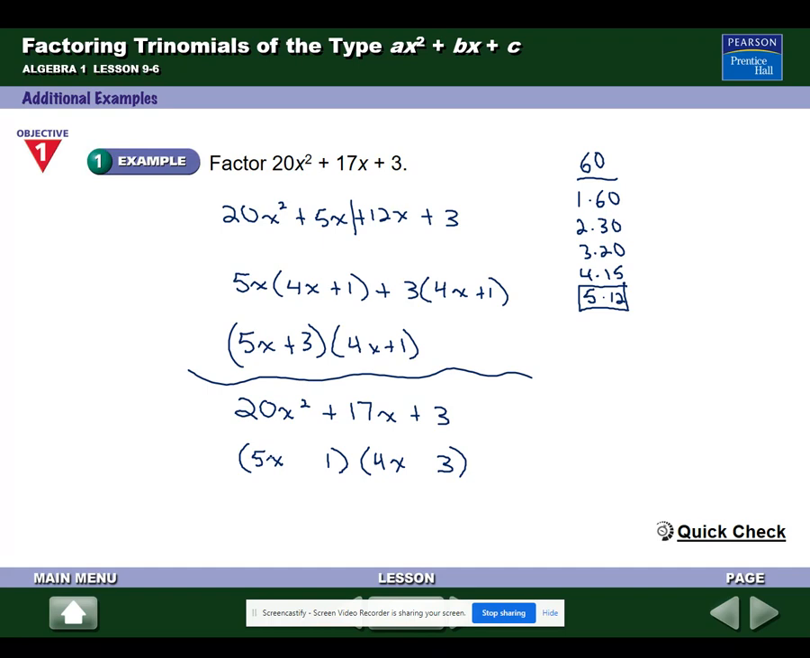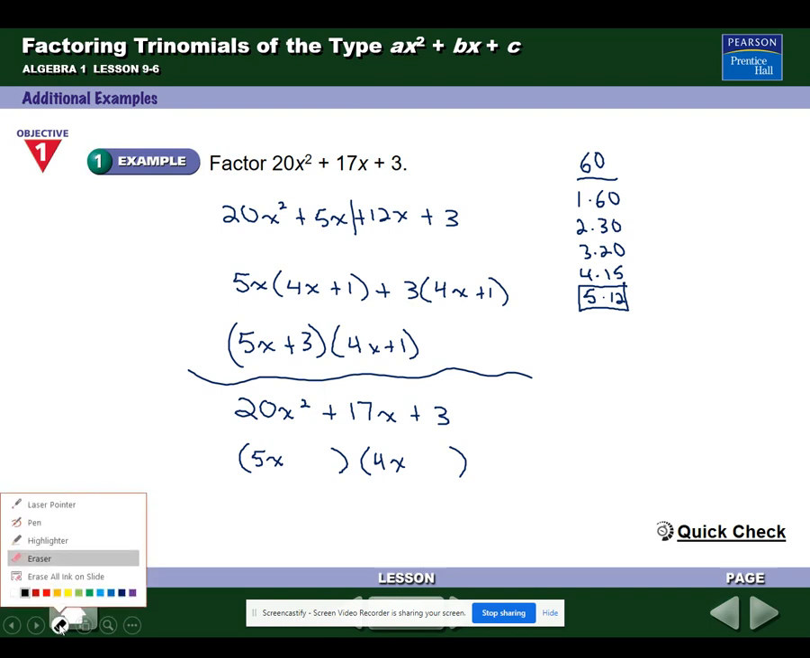at, and what I want to look at more than anything is the O and the I in FOIL. I know 5x times 4x is going to give me 20x squared. I know 1 times 3 is going to give me 3. But I want to look at 15x here and then 4x here and see if there's any combination of that that's going to give me 17x. In particular, I want to know about a sum, right? So is 15x plus 4x, does that add up to 17x? No, it does not. So flip them around and write 3 and 1.